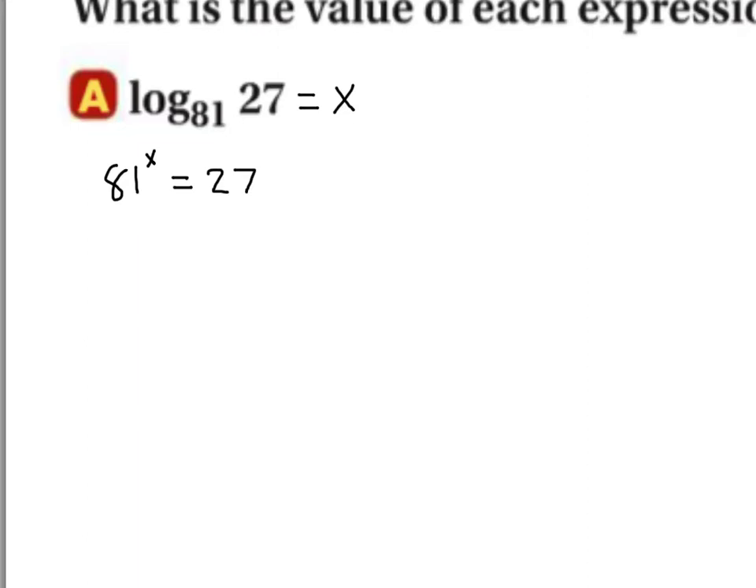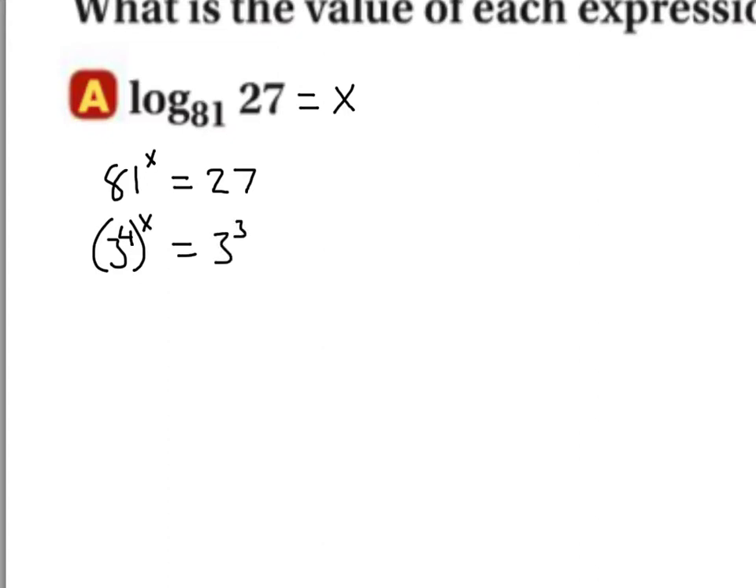So 81 and 27. Well, I know that 81 is 9 squared, right? Can 9 be rewritten as a smaller base than that? 3 squared. Okay, so therefore 81 is 3 to what power? 3 to the 4th power raised to the x power, and then 27 is 3 cubed.